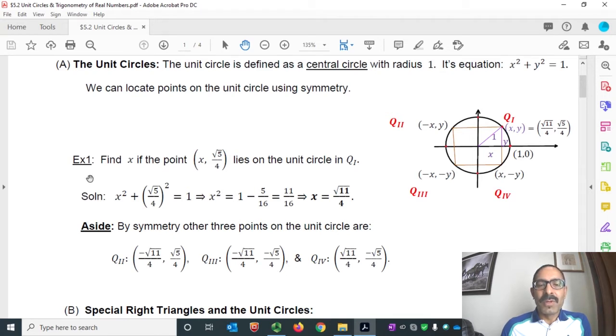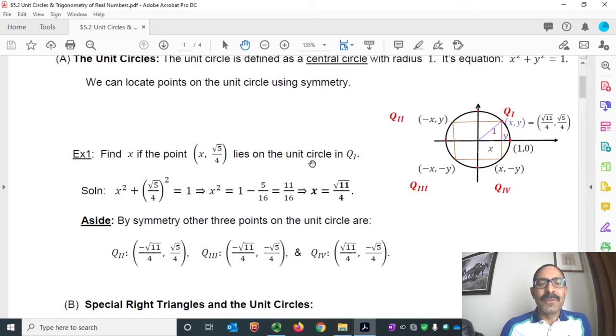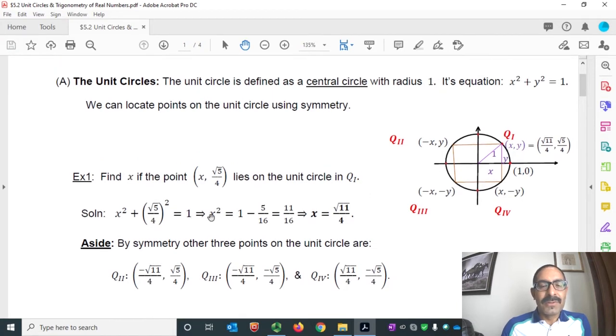So now example 1. Find x if the point (x, radical 5 over 4) lies on the unit circle in the first quadrant. Solution: let's substitute the x value and y value into the equation of the circle. So x squared plus radical 5 over 4 squared equals 1.